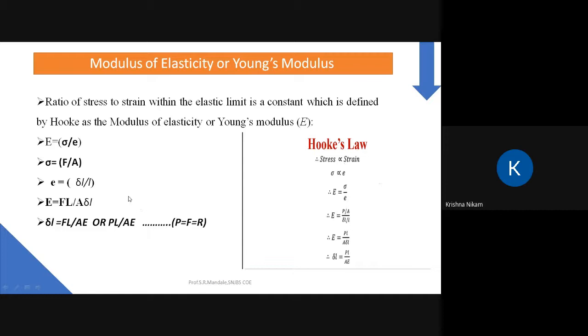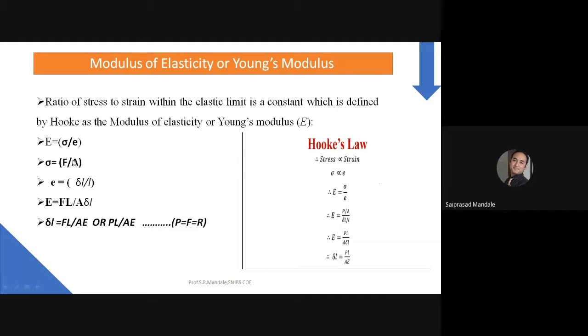Force upon area. It is not force upon area, it is an internal resistive force per unit area. Yesterday I told you, in terms of formula we can say force per unit area, but when somebody asks you as a part of definition, as a part of an oral question, you have to say it is the internal resistive force per unit area. So stress is nothing but force per unit area.